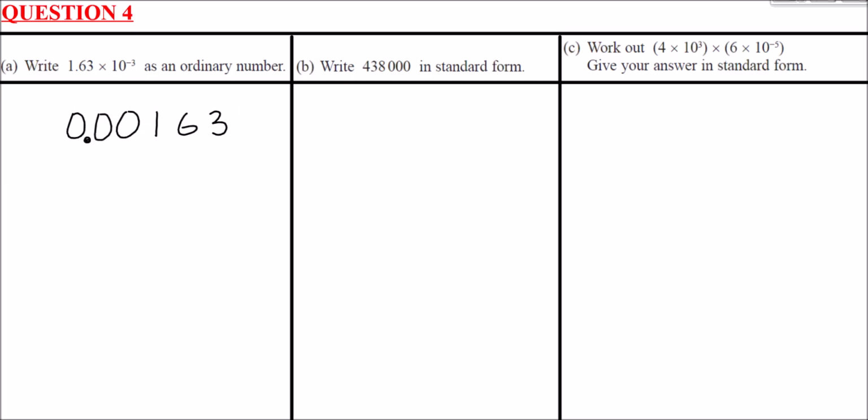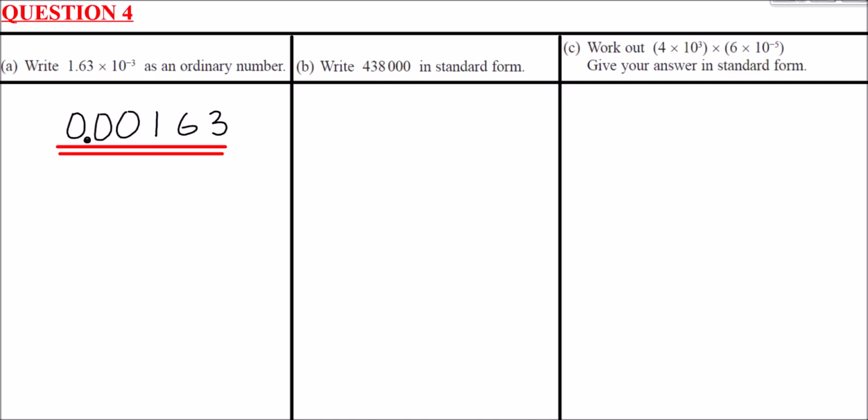0.00163. If something's in standard form and it's to a minus power of 10, a little trick I tend to use is whatever number comes after the minus tells us how many leading zeros there are before the first non-zero number kicks in. So we need 3 zeros before the first non-zero number. 1, 2, 3.